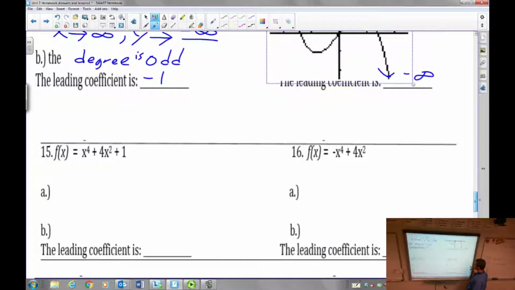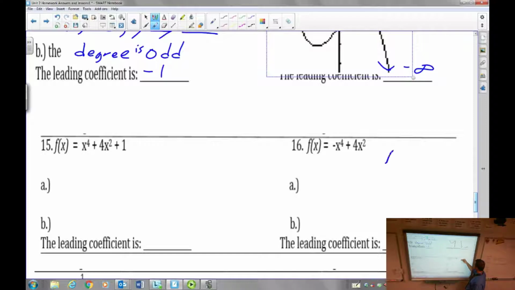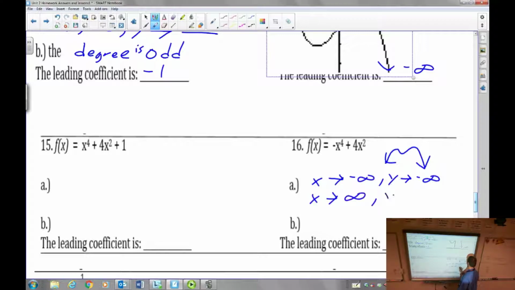All right, excellent. So number 16, I'm guessing it's going to do something like that, going downwards. As x goes to the left, negative infinity, y will go to negative infinity. As x goes to the right, positive infinity, y will go to negative infinity. These both are going down. It is going to be an even degree polynomial this time because of the 4 with the highest power. And the leading coefficient is just a negative 1.